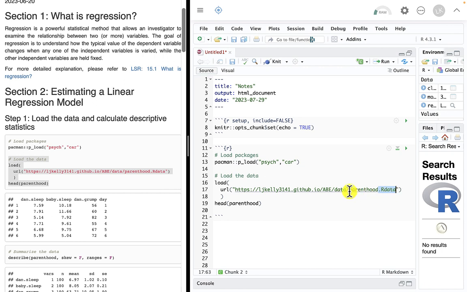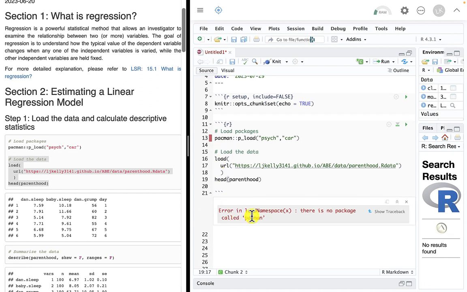But I've saved this as a native R file for you. Here's the URL to where to get it, which just makes it easier to get to. And so just like we've always done, it's always a good idea when you load some data to have a quick look at it and make sure it came in the way you expected it to.